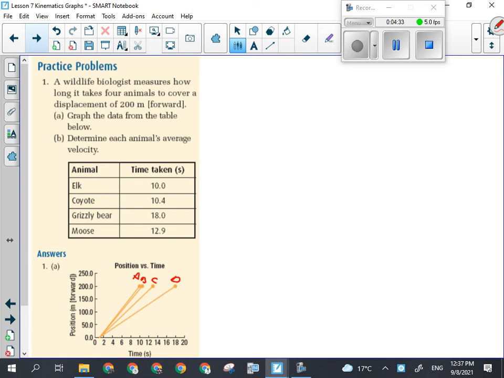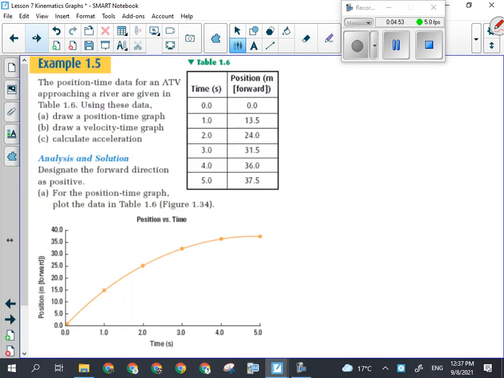All right, so it took 18 seconds for them to go the 200 meters. Right, then this would have been the moose, and this would have been the coyote, and this would have been the elk. All right, so we'll go over that. So we see the lines steeper and steeper and steeper. The faster they're going, the steeper the slope of the line. All right. What kind of motion is being shown on that position versus time graph?